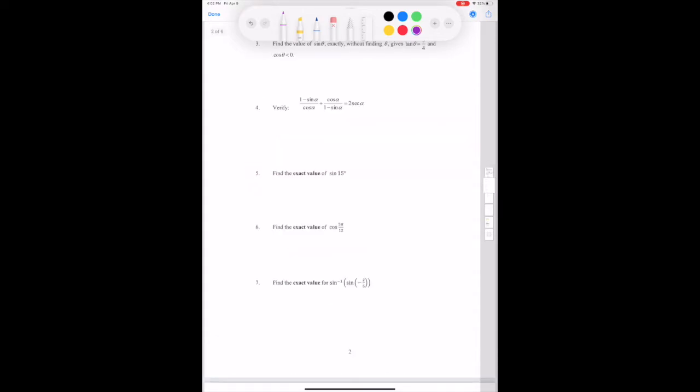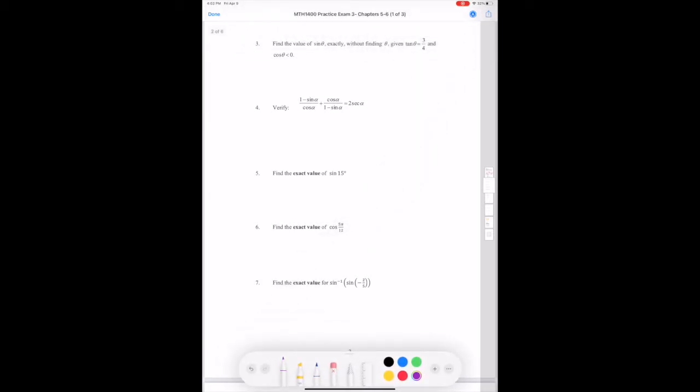For problem 3, I want you to find the value of sine theta exactly without finding theta, given that tangent of theta is 3/4 and cosine theta is less than 0. So our cosine theta is negative. That means our sine is negative as well. So that puts us in quadrant 4. Nope, sorry, quadrant 3. That's where everything's negative, quadrant 3.